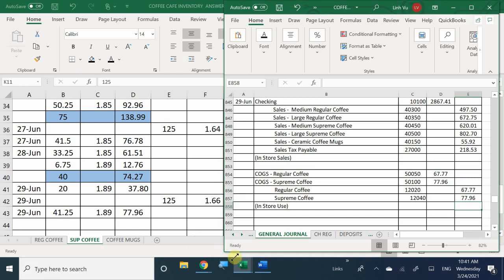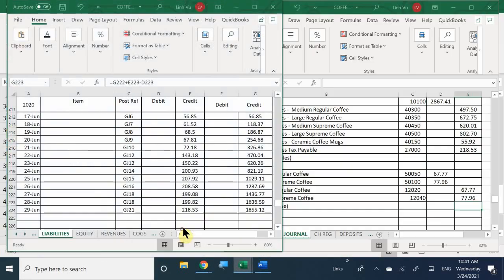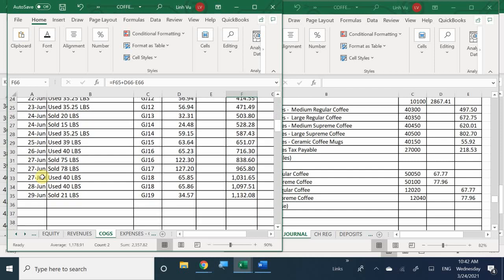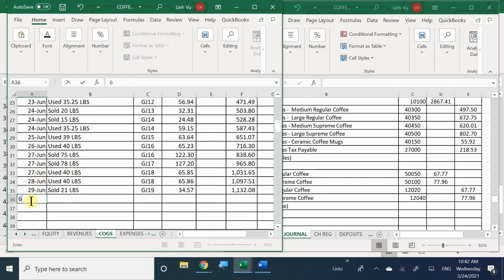So now we have to go to our ledger to update our account balances. So once again, cost of goods sold, regular coffee, $6.29. We used 40 and 75 pounds. For 67.77. So our account balance here is going to be 1199.85. Perfect.